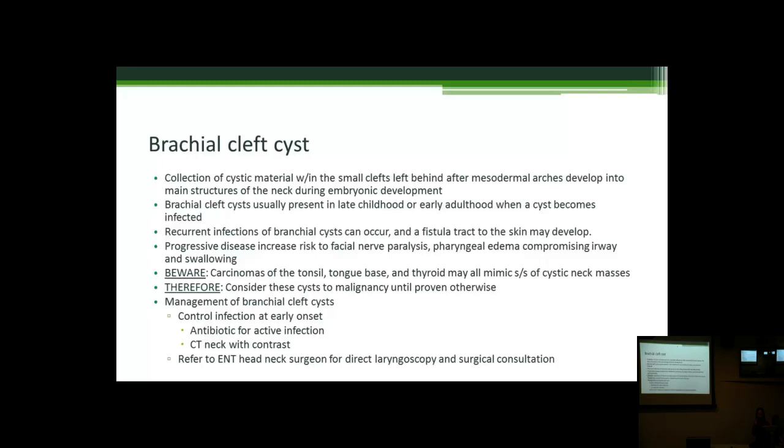There are different areas where they can occur, and I'm going to show you a picture of that. They can also cause recurrent infections, even in a child or even as an adult if they still have it. Some people may never have known they have this until they develop an infection. Something that you should be aware of is that carcinomas of the tonsil, tongue, and thyroid can sometimes mimic these cystic neck masses. So again, keep those as a possible differential.